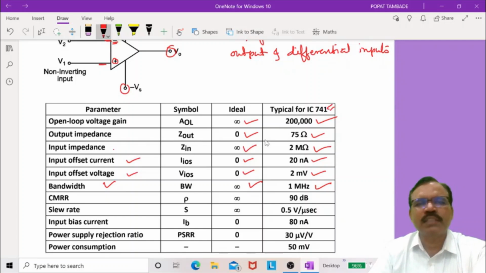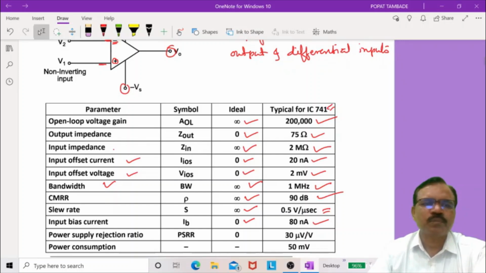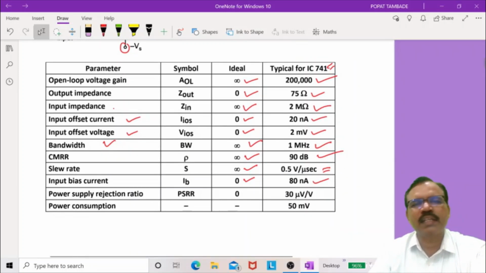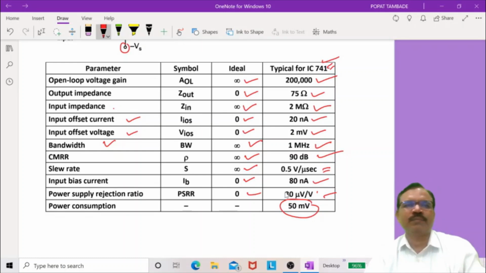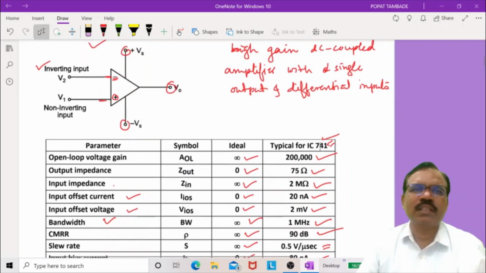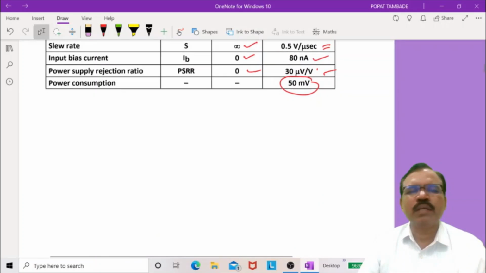CMRR, common mode rejection ratio, is infinite and here it is high. Slew rate is infinite and here small, 0.5 volt per microsecond. Input bias current is 0 and here it is a small value. Similarly, power supply rejection ratio is 0 and here it is a small value. Power consumption is nearly 50 millivolt for IC741. So these are some parameters. On the basis of that, we will go to multiple choice questions.